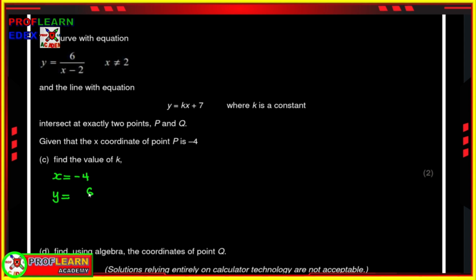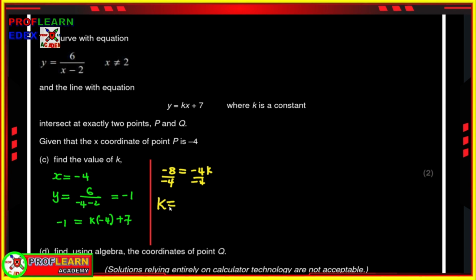So we know that x is -4 because we have been told the x coordinate of P is -4. So this -4 we can substitute into this equation that we have here, y equals 6 over x minus 2, so that we can find the value of y, and our y is -1. Then we go to the second equation, we substitute the value of y, -1, so that we can find the value of k. And why are we doing this? Because the two lines are intersecting. That's why we are doing that.